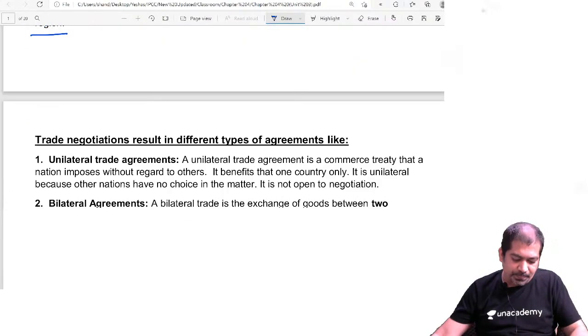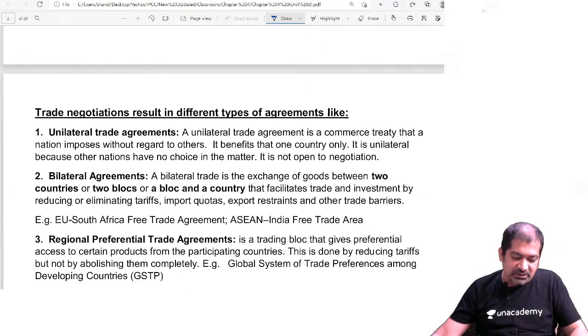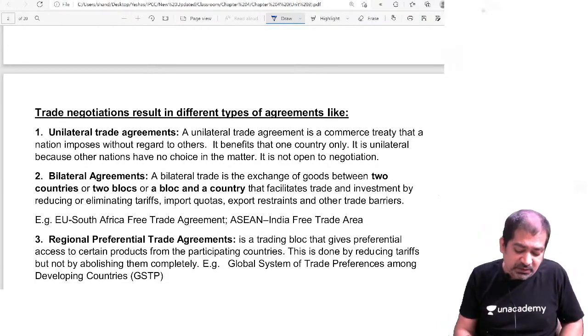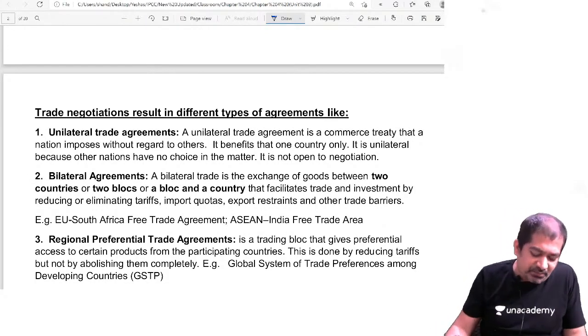All right. Next, trade negotiation. Different types of trade negotiation. You will get a small question, a 2-marker question, mostly from this particular unit, but you can get a 5-marker as well, which we'll see later on.